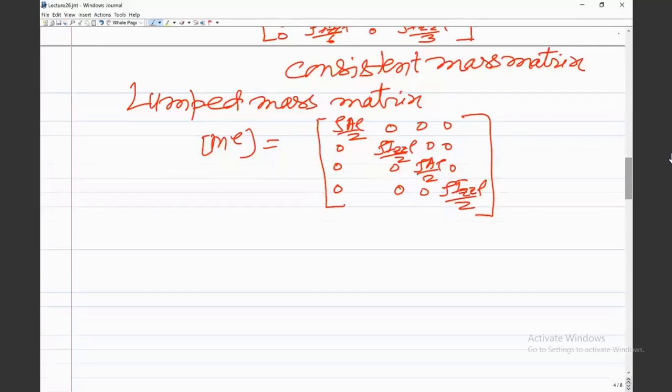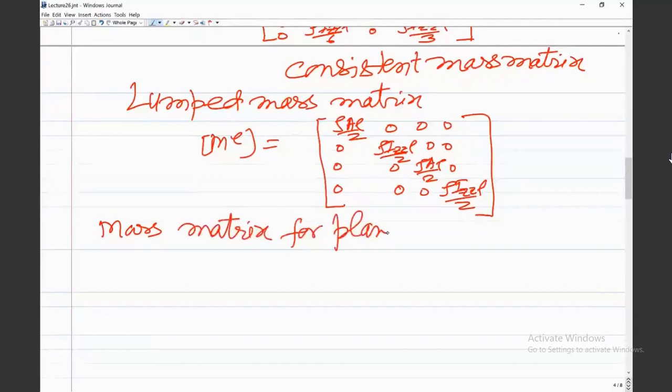involving the Timoshenko beam element. Then, in the same way, if you look at the mass matrix for the plane stress, plane strain element.